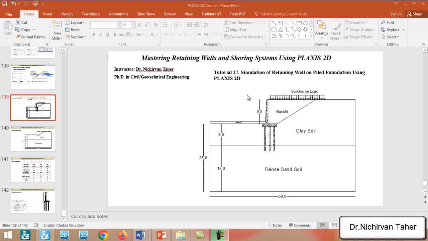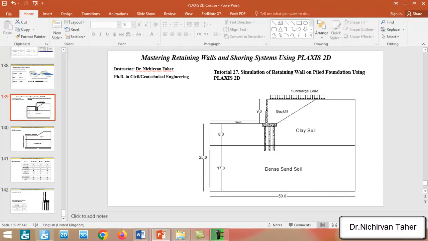This is tutorial 27 and in this example we are going to simulate a retaining wall on pile foundation using PLAXIS 2D. If you remember, in many previous examples we simulated various types of retaining wall and retaining structure like gravity retaining wall, cantilever retaining wall, and also many other retaining structures like diaphragm wall for deep excavation, tangent pile wall, etc.